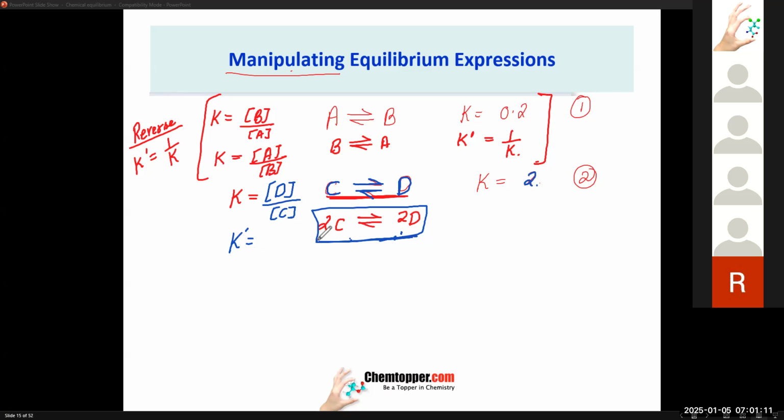No answer? What is the K expression for this reaction, Shashank? Yes, Kavya, it is the concentration of D. Yes, Pragnya, good, over the concentration of C raised to power 2. And now this value is the concentration of D over the concentration of C, the whole raised to power 2, which is 4. So the new K is K squared because you multiplied by 2. So it is 4.